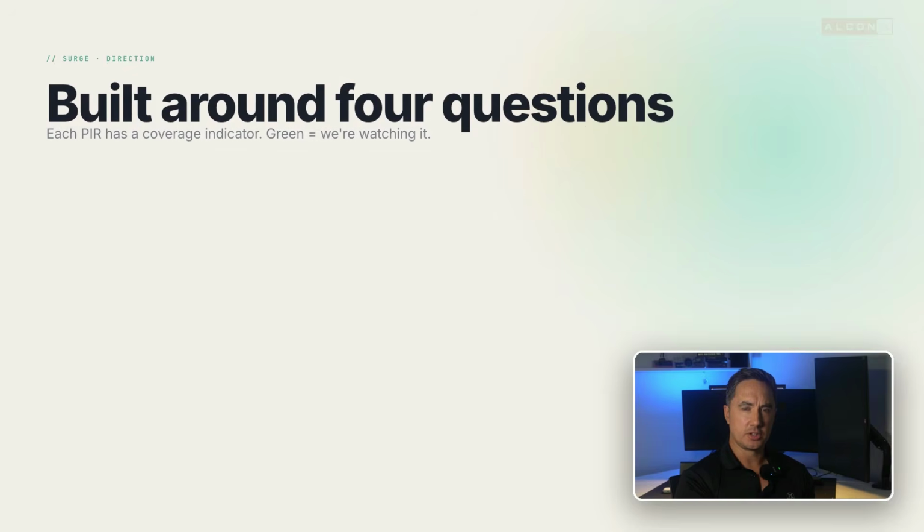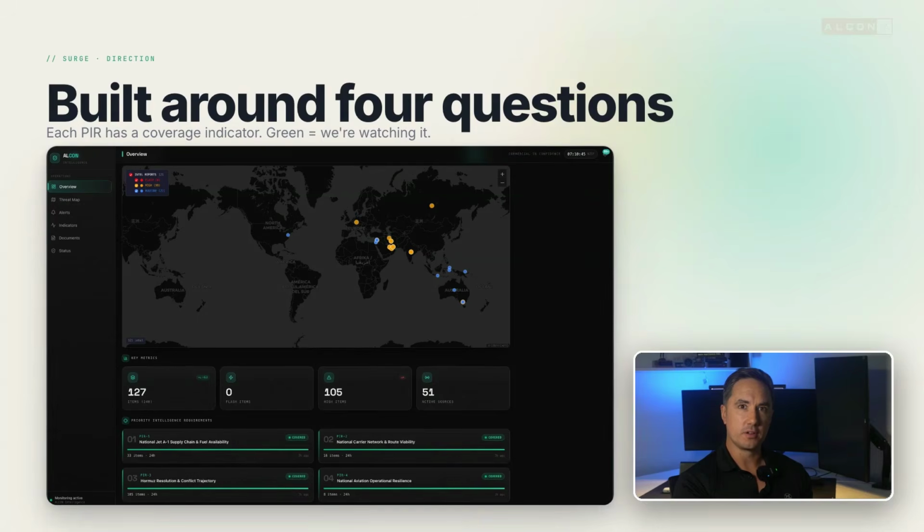There is a map at the top of the overview. Of course there is, but underneath the map, taking up the bottom half of the screen, is the panel that anchors the whole tool. 4 priority intelligence requirements, or PIRs. The whole tool is anchored to 4 questions before a single feed item is ingested, so direction is step 1 of the intelligence cycle, the one that almost every dashboard skips.